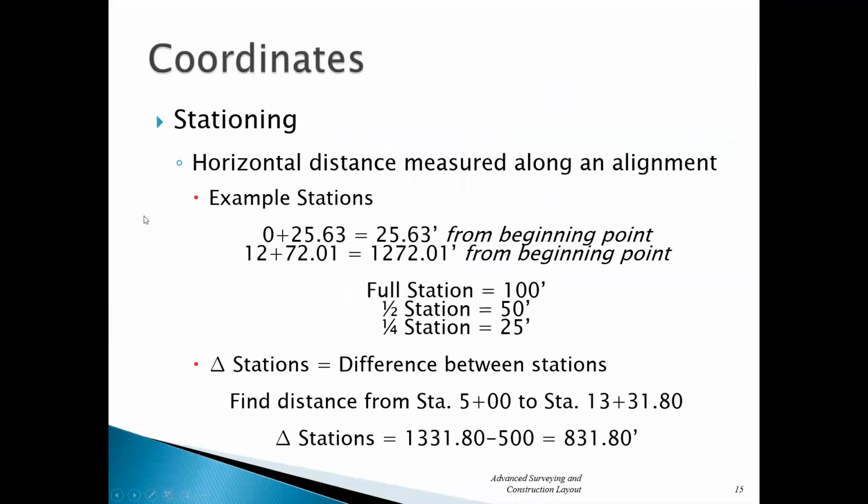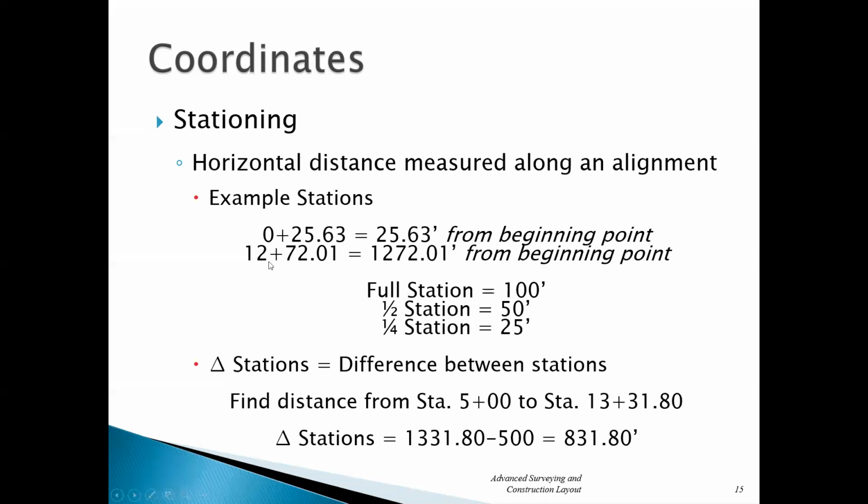Okay, so let's talk about stationing. Stationing is just the horizontal distance measured along that alignment. So that's just kind of what we were talking about. So when you see 0 plus 25.63, that's how you would read that. That's just 25.63 feet from wherever the beginning point is. So a station of 12 plus 72.01 is 1,272.01 feet from the beginning. Okay, so that's kind of how we look at that.